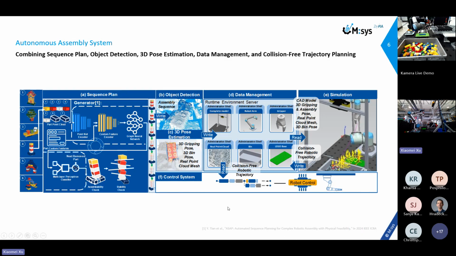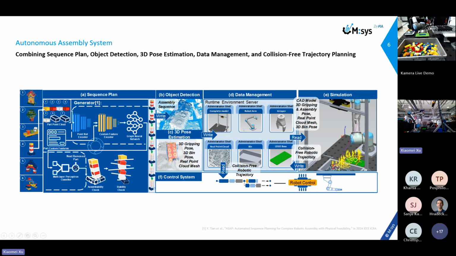So here is the overview of the assembly picking system. The assembly picking system consists of the sequence plan, the 3D camera, data management, simulations, and control system. The inputs consist of the 3D models of the Lego assembly, containing the point cloud of each individual part along with their relative positions, all defined with respect to a base part.